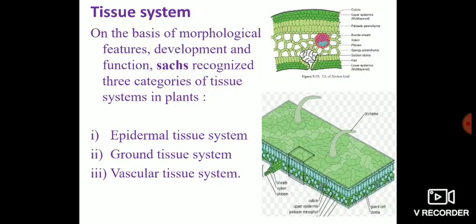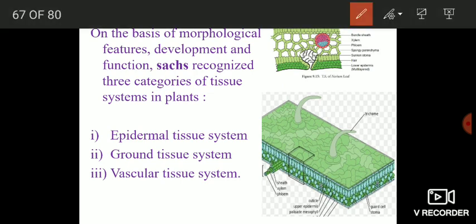Welcome back, dear students. Today we are going to discuss the different types of tissue systems on the basis of their morphological features, development and function. It was Sachs who recognized three categories of tissue systems in plants, including epidermal tissue system, ground tissue system, vascular tissue system.